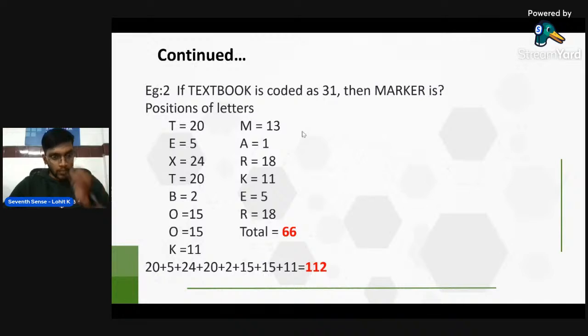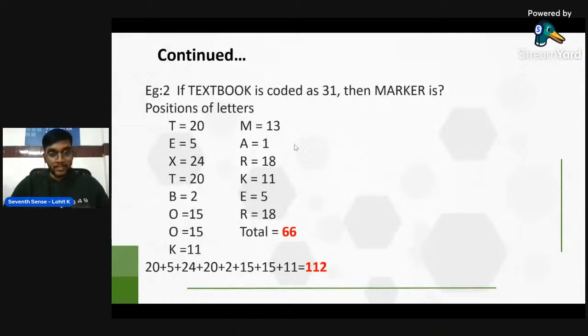Now what they are doing is converting the two-digit number to a single-digit number, and then taking the sum. That pattern they are using. Do the same thing for marker here. 3 plus 1 is 4, 4 plus 1 is 5, 5 plus 9 is 14, 14 plus 2 is 16, 16 plus 5 is 21, 21 plus 9 is 30. So the answer for this will be 30.